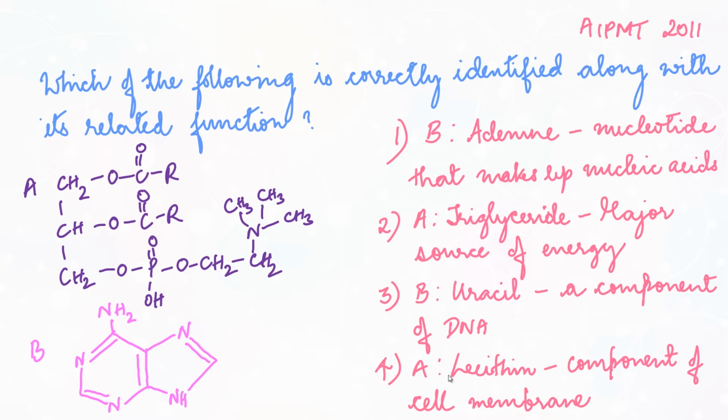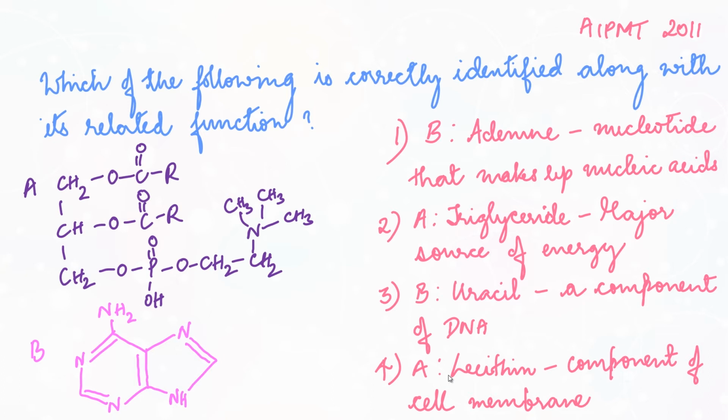So now let's look at each of these options and see which is the right answer. B is indeed adenine. If you know the structure of adenine, you can recognize this. It is adenine. However, it goes on to say that it's a nucleotide that makes up nucleic acids, which is not true. Adenine is not a nucleotide. Adenine is a nitrogenous base, purine to be exact. Therefore, first option is not right.